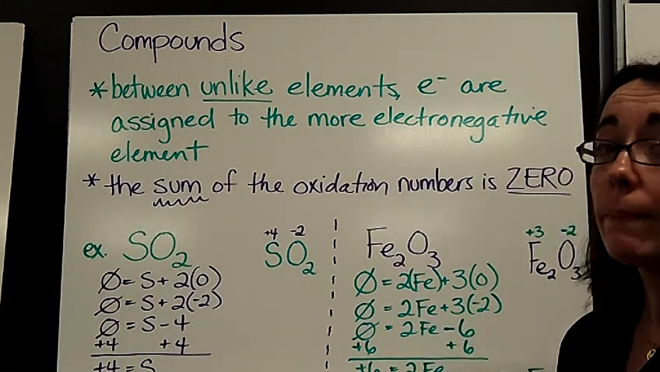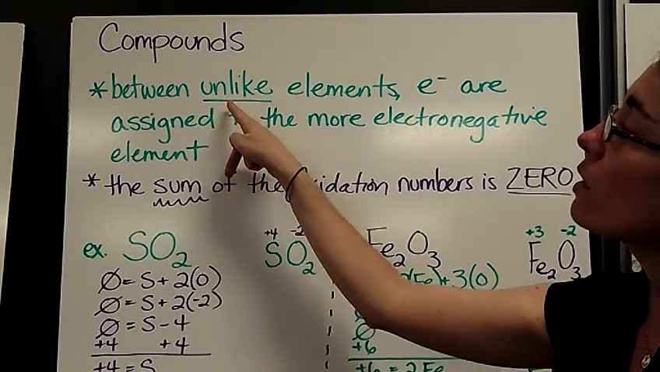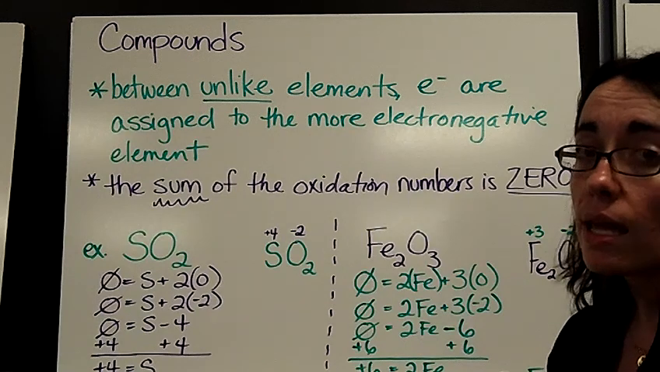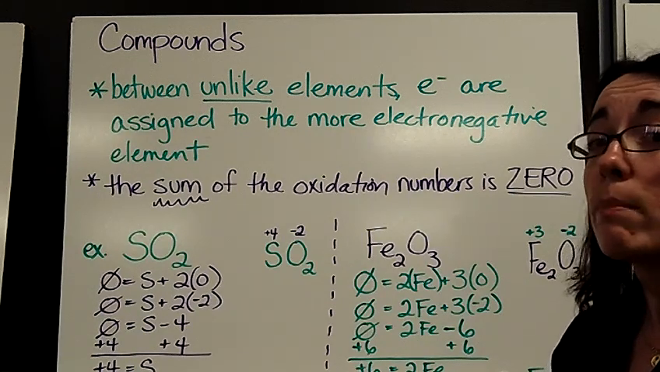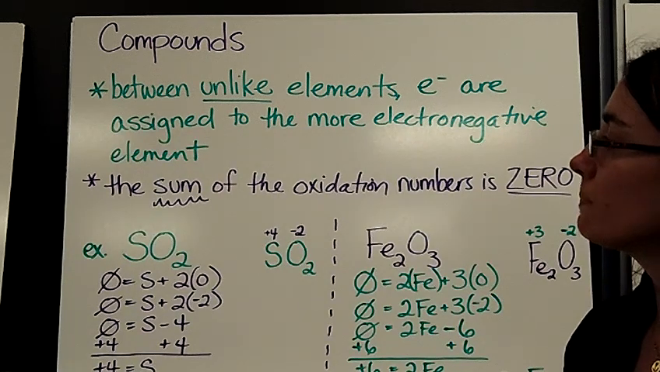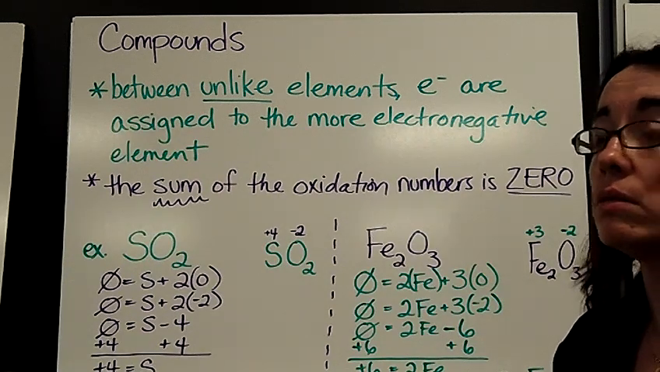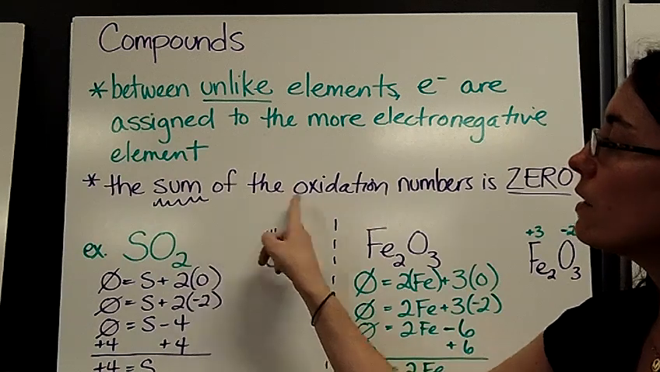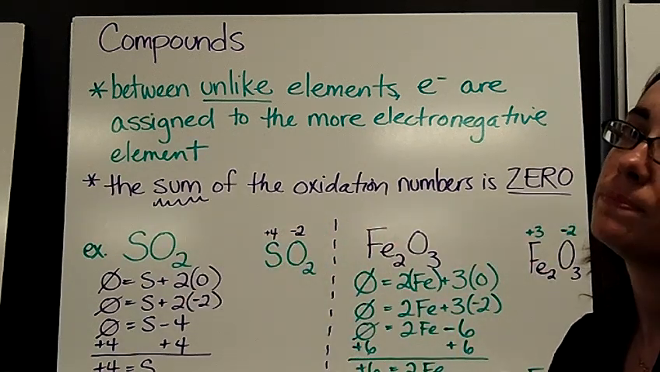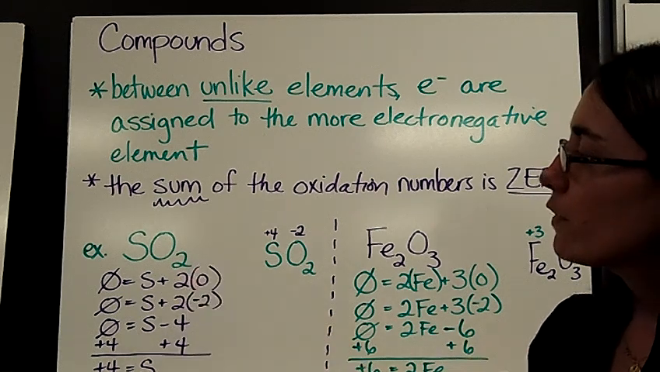Now, in compounds, you need to understand that we are going to be having unlike elements that are combined. In this case, the electronegative, or the more attractive element, is the one that gets assigned the electrons. The other thing that you need to know, the sum of the oxidation numbers of each element must add up to 0. So let's look at our first example here.